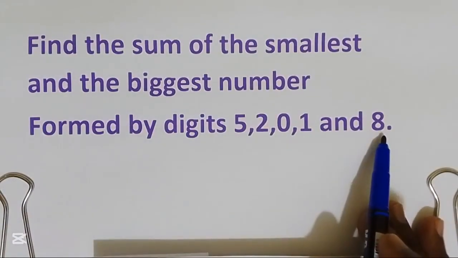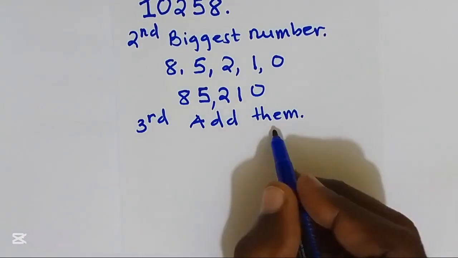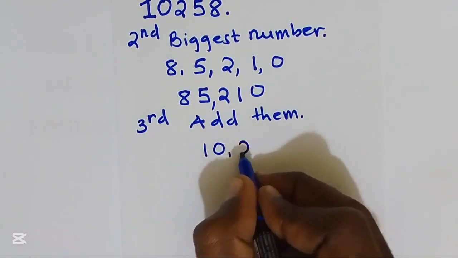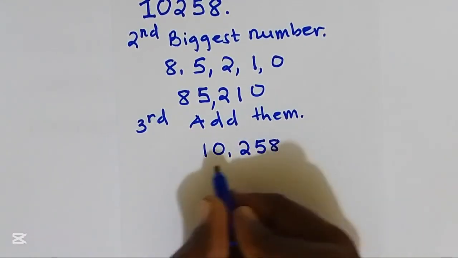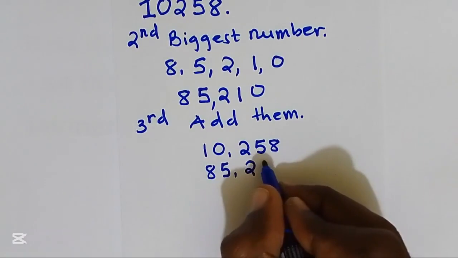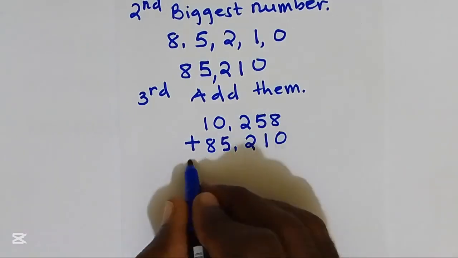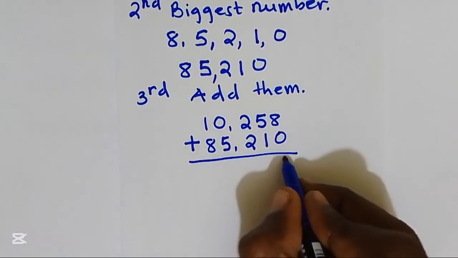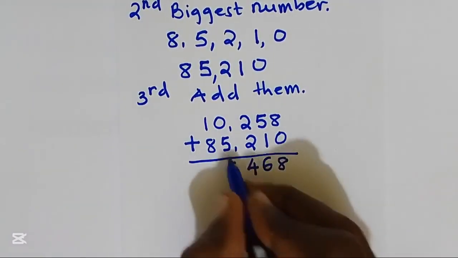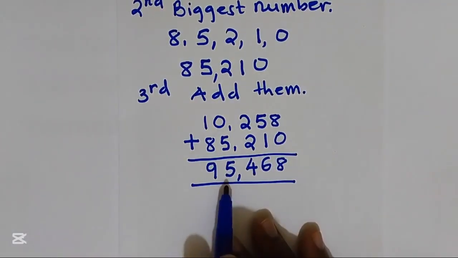As the question says, find the sum of the smallest and the biggest number formed by these digits. So the last step, we are going to add the biggest number and the smallest number. Our smallest number is 10,258 and our biggest number is 85,210. When we add them, we are going to get 86,459. And this is our answer.